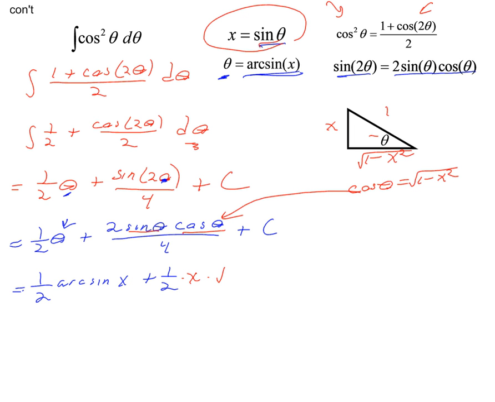And so that's going to be the square root of 1 minus x squared, and then all of that plus c. As I said, it's a pretty complicated problem. Okay, let's try one more.